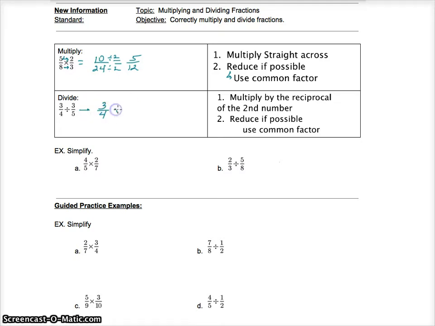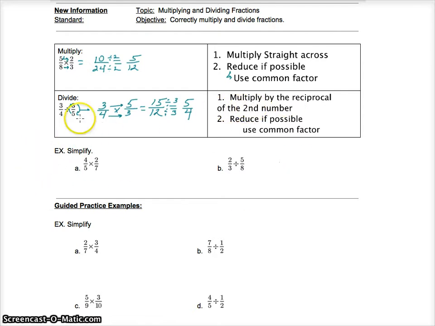So we'll have 3/4 times the reciprocal. Well, what's the reciprocal? It's the flip of the second number. We're going to flip the number, so it becomes 5/3. And now we just multiply like normal. We get 15/12. The common factor here is 3, it goes into both of these, so we can divide by 3 on top and bottom, and we end up with 5/4. Alright, so we multiply straight across, or we multiply by the reciprocal of the second number.